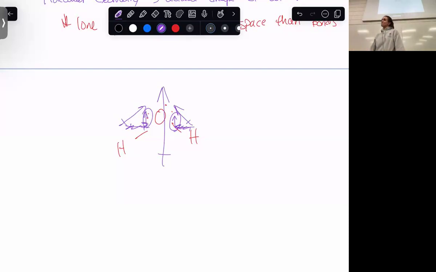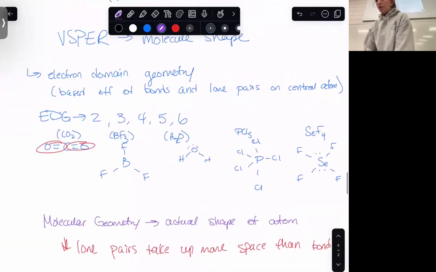So you'd still consider oxygen the central atom? Yes, because there's only one, and hydrogen's on the outside. As long as there's three atoms, there's going to be some sort of central atom. So even in carbon dioxide, carbon would be the central atom, even if oxygen is more electronegative? Yes, yep.